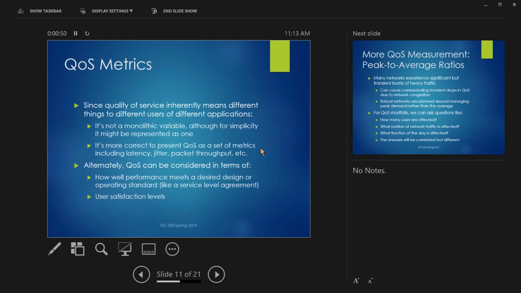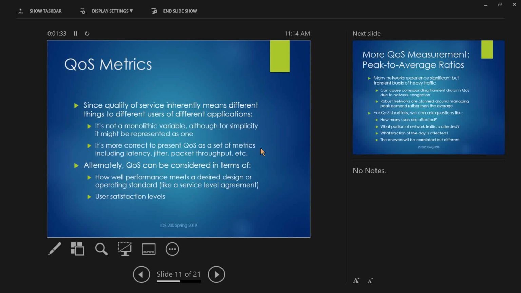Okay, alternatively, quality of service can be considered in terms of essentially how happy users are, right? So number one there, how well performance meets a desired operating standard. You know, if you're supposed to be showing video at 24 frames per second and such resolution, and you're meeting that, it doesn't really matter what else is going on in the network, right? You're meeting your performance target. Likewise, it could be just in terms of user satisfaction levels. For example, do users feel like the web pages are loading quickly enough? Or do they feel like the video is playing smoothly, right? Regardless of what's going on behind the scenes with those numbers, if the users are happy, they're happy, okay?